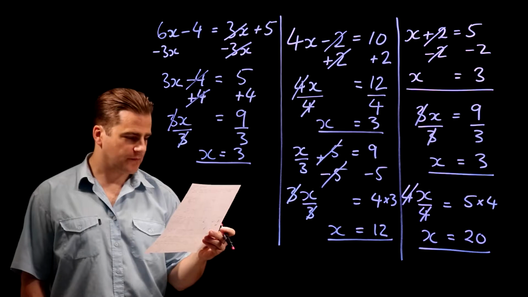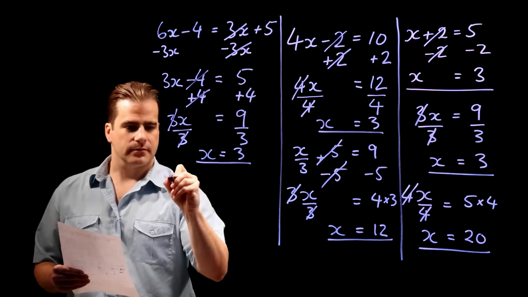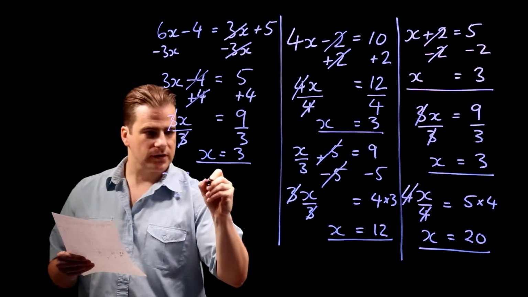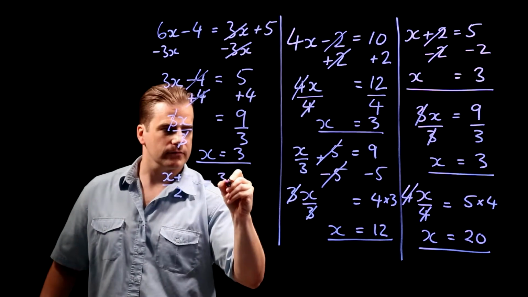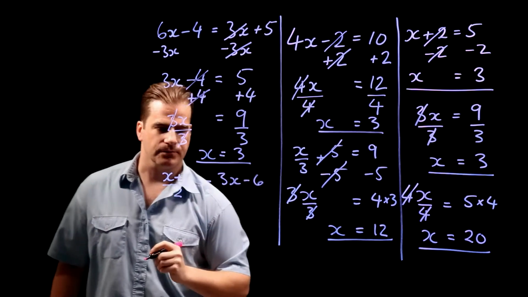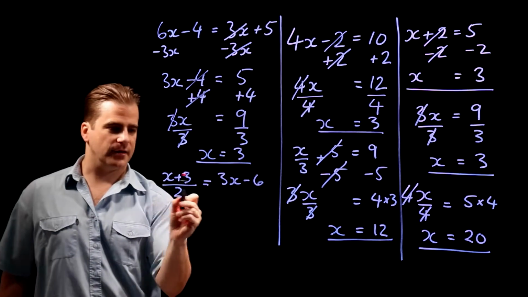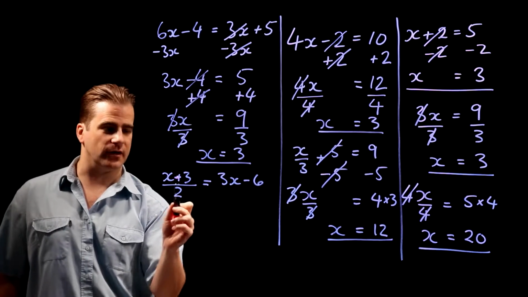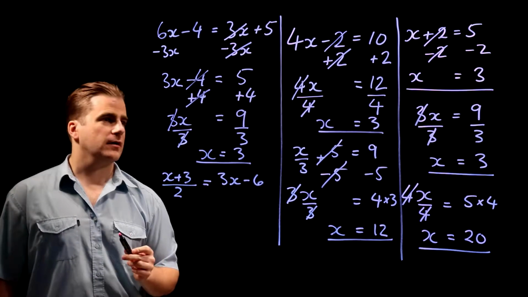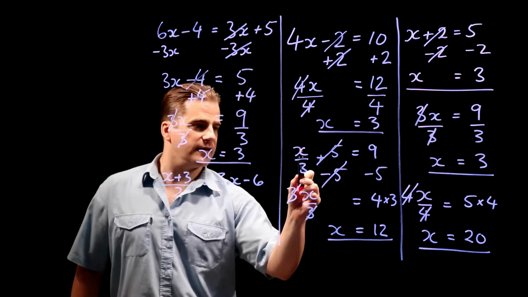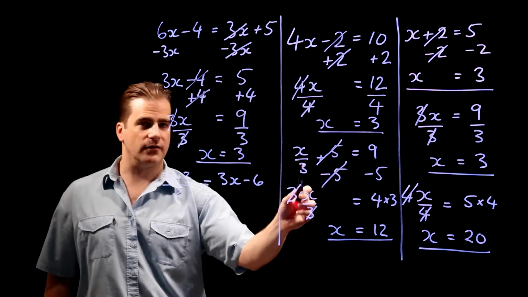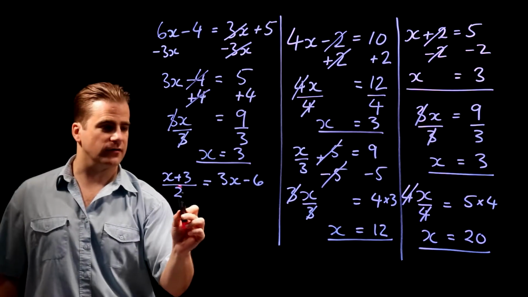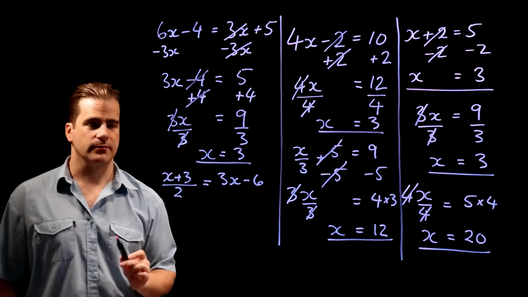Let's do another. x plus 3 all over 2 equals 3x minus 6. Now remember, x plus 3 all over 2, the 2 is dividing the whole thing. That's different to x over 2 and then plus 3. So, like here, you've got x over 3 and then plus 5. The 3 is only dividing the x. That's different to when the line goes under both of them, like here. The 2 is dividing the whole thing.